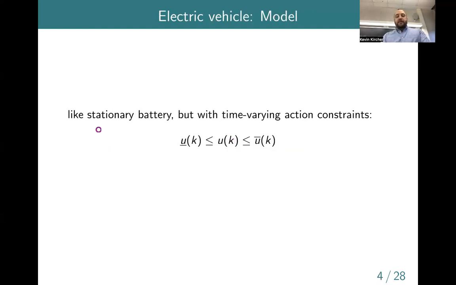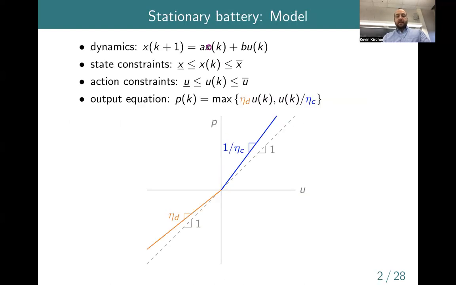And then the model is just the same as it is for a stationary battery, except now we have time varying capacities or constraints on the charger. So if we look back, we'd have all the same equations, but there would just be a K here on the lower and the upper limits.